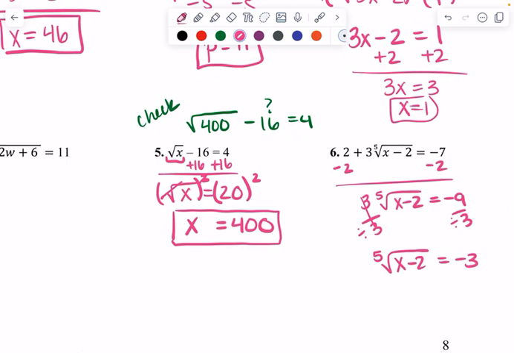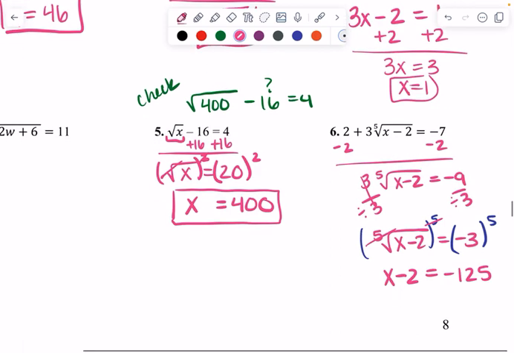We've got a 5th root. So we're going to eliminate that by raising both sides to the 5th power. Keep it equal. It's an equation. The 5th root and power of 5 cancel. Gets you to the x minus 2. Negative 3 to the 5th is negative 125. Add your 2.